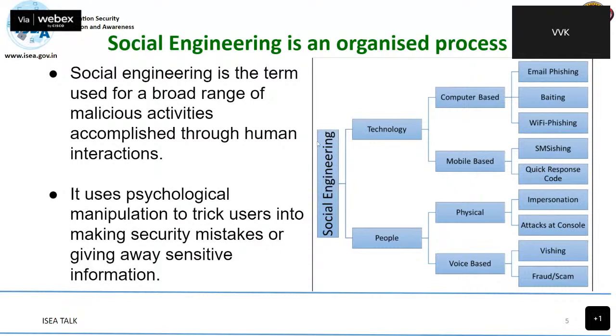Social engineering is the term used for a broad range of malicious activities accomplished through human interactions. It uses psychological manipulation to trick users into making security mistakes or giving away some sensitive information. Normally, social engineering attacks are carried out either purely through technology, means software and hardware, or through people manually by making a phone call or coming directly to the office.